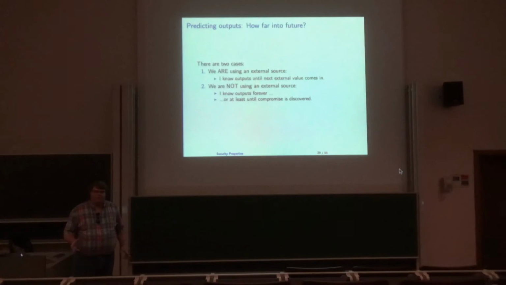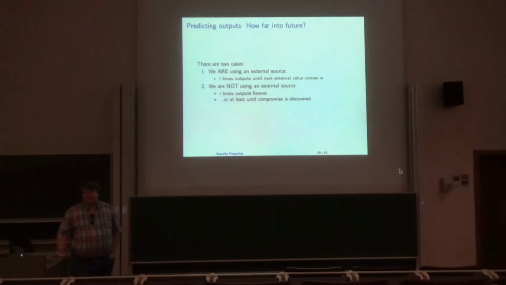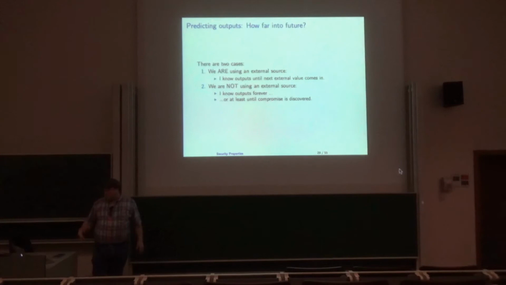So if we're using an external source, then I, as an attacker, can know the outputs until that next external value becomes available, right? So maybe a day in advance I can know the outputs. But I can't know the outputs a year in advance because I can't know what the closing prices of the stock markets will be. If I'm not using an external source, then as an attacker, I can know those outputs pretty much forever, right? Because I've just seeded the RNG and decided what they're going to be forever. And at least until my compromise is discovered, I will be able to know all those future outputs. So that's one of the arguments for using the external source, right?